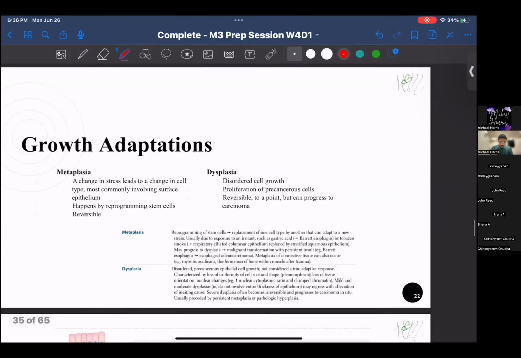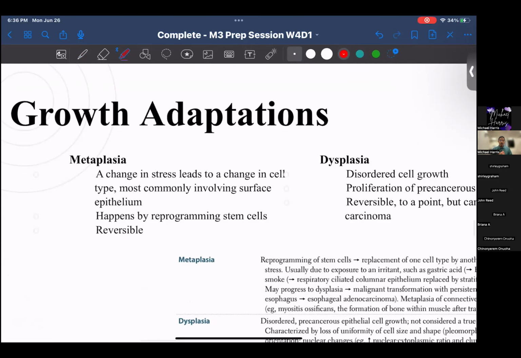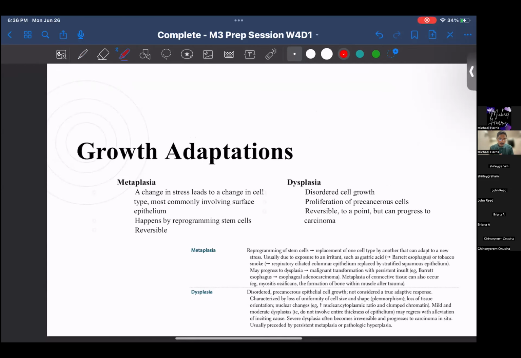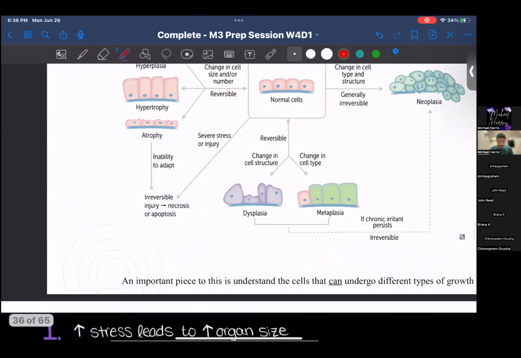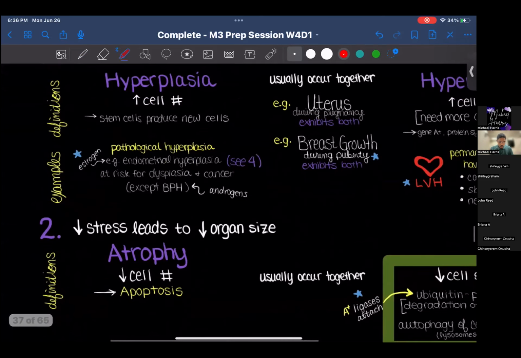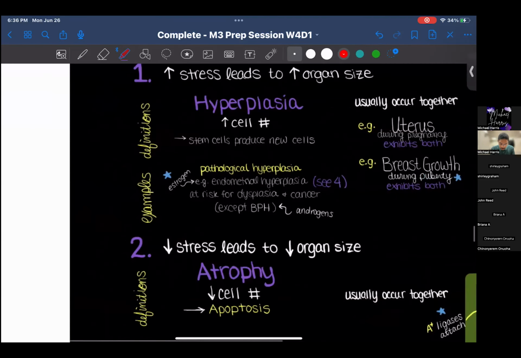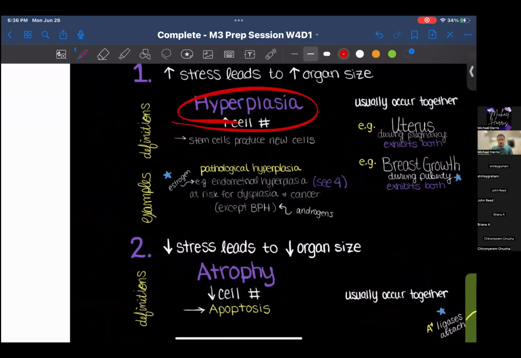Now, here is moving on to cancer. Okay, so with this, I'm going to take a minute and we'll come down here. So we've already talked about hyperplasia. Increased stress, increased organ size, right? Decreasing stress, you're decreasing organ size, like that aspect with not giving nutrients.